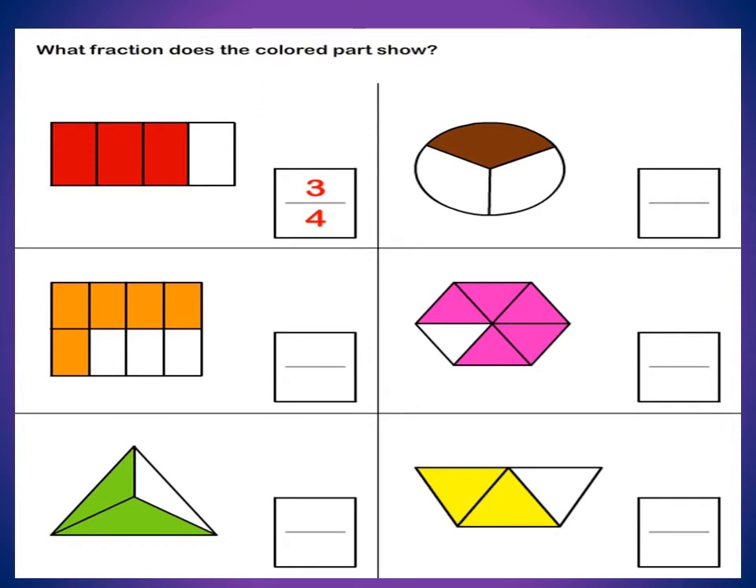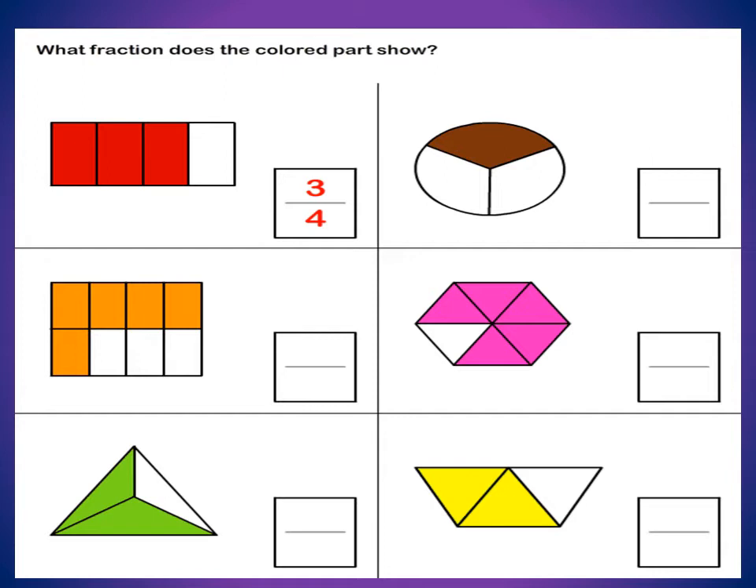What fraction does the colored part show? Here 4 figures are given and you have to write the answer in the box. First they have done. Here 4 equal parts are given of the rectangle and 3 are being shaded. So the shaded part will come on the numerator and the denominator will be the total number of divisions. So the shaded part is 3, so numerator is 3 and denominator will come 4. So the fraction is 3 upon 4.